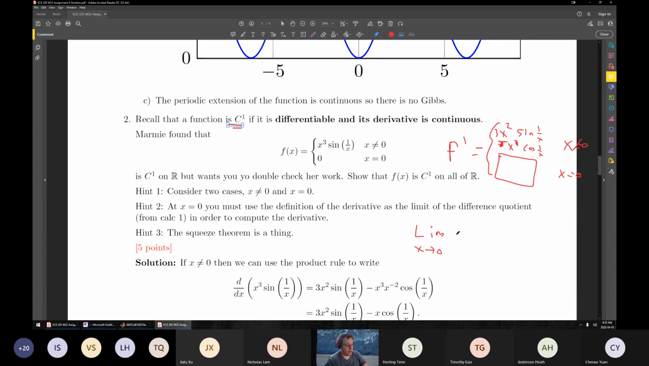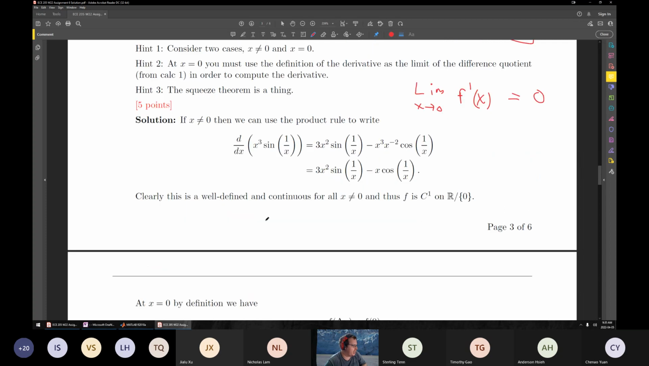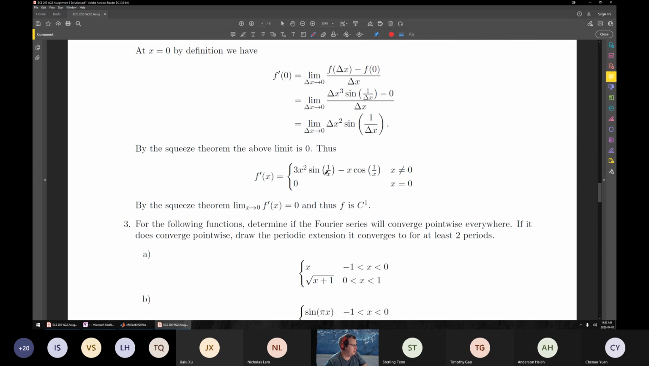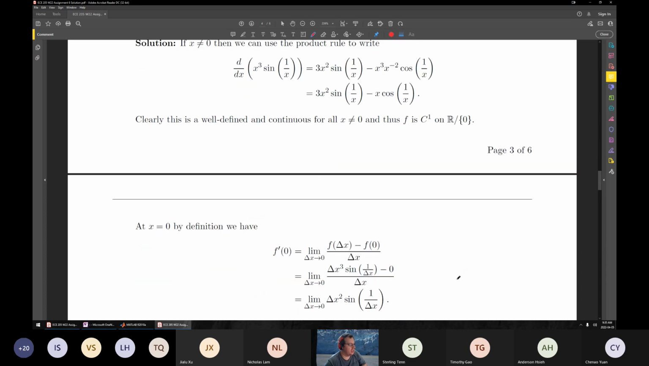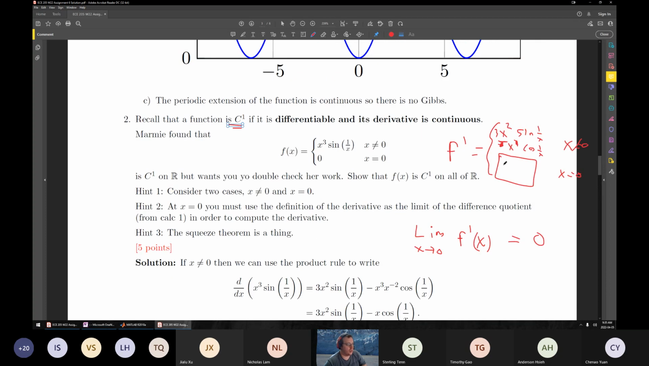One thing that you need to know is the limit as x goes to 0 of f prime of x. What is this? Well, this thing oscillates, that thing oscillates, but they're being multiplied by 0, so by the squeeze theorem, it's 0. Just TLDR, did it real quick. I've chased that out in a little more detail somewhere. Now the next thing is you need to compute the derivative at 0.